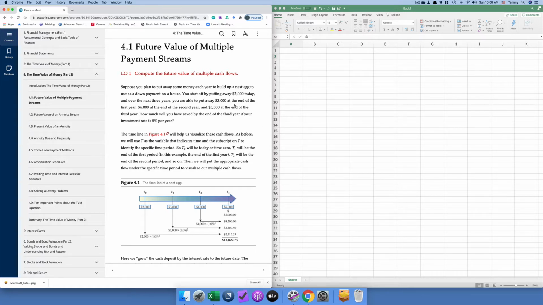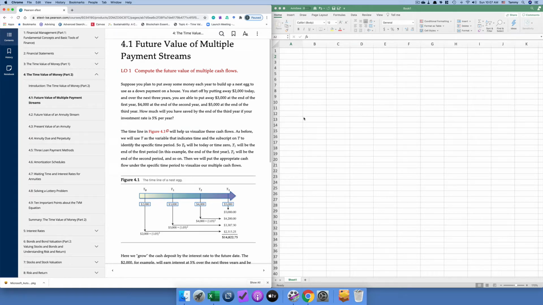First thing we want to look at is computing the future value of multiple cash flows. So the setup they give you is you're going to put away $2,000 today, and over the next 3 years, you're able to put away $3,000 at the end of the first year, $4,000 at the end of the second year, and $5,000 at the end of the third year. How much will you have saved by the end of the third year if you are investing at 5% a year? Okay, so you'll see that they have a timeline here just drawn with an arrow.